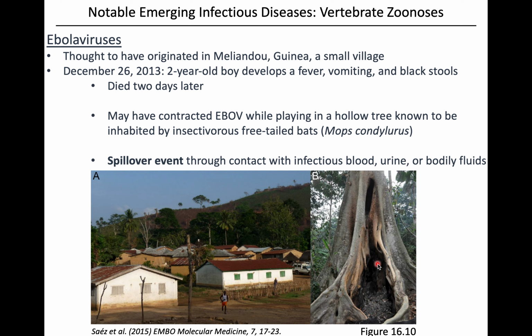where bats were known to be roosting. So he may have come in contact with bat droppings and become infected that way. And because this is highly contagious through person-to-person contact, we get what we call a spillover event, right? So then as more people become infected, people are getting sick, trying to care for them.